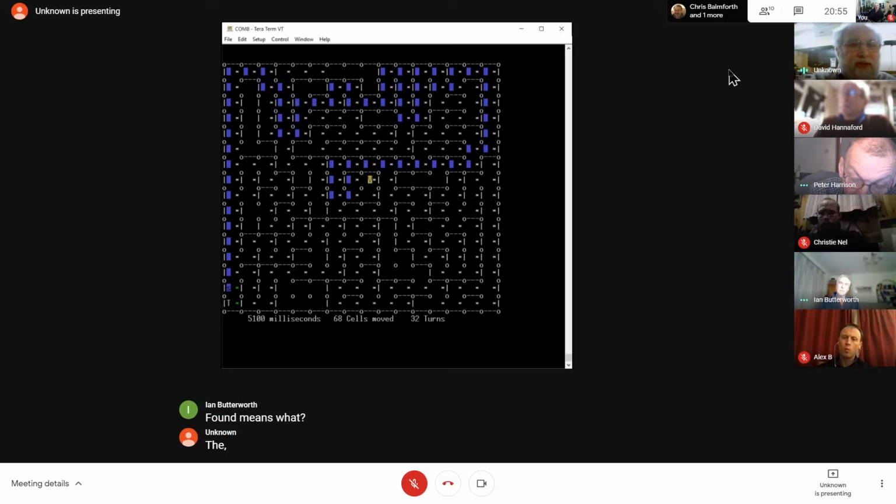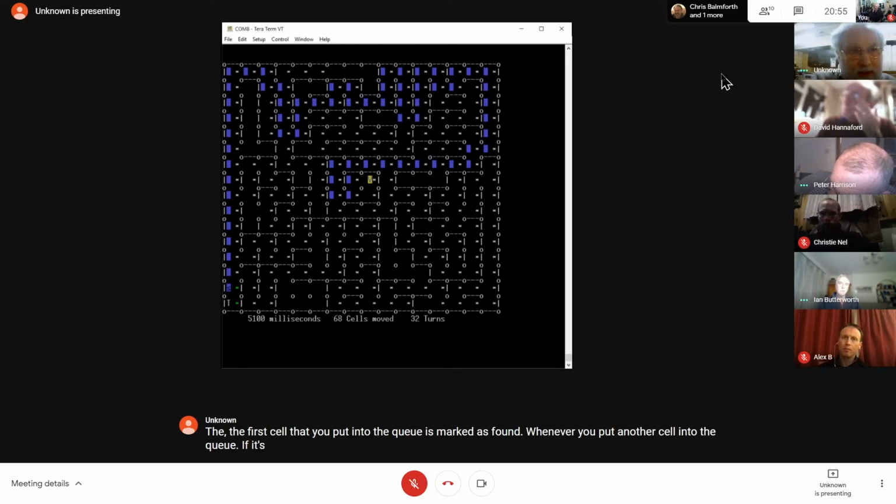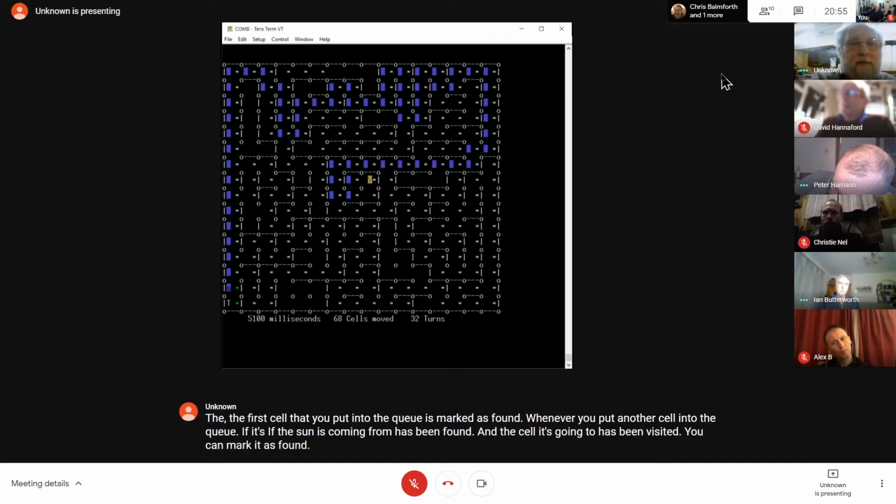The first cell that you put into the queue is marked as found. Okay? Whenever you put another cell into the queue, if the cell it's coming from has been found, and the cell it's going to has been visited, you can mark it as found. So it's impossible to have a found cell that hasn't been visited.